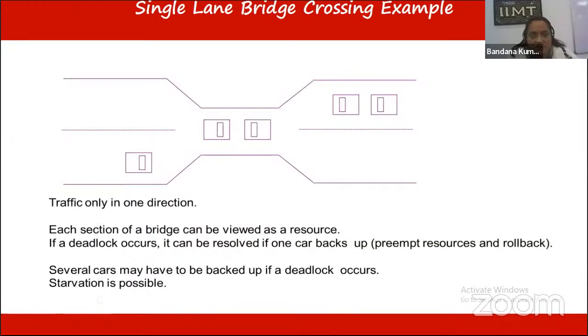Here is an example of deadlock: traffic only in one direction. Each section of a bridge can be viewed as a resource. If a deadlock occurs, it can be resolved if one car backs up, preempts resources and rolls back. Several cars may have to be backed up if a deadlock occurs. It means starvation is possible.